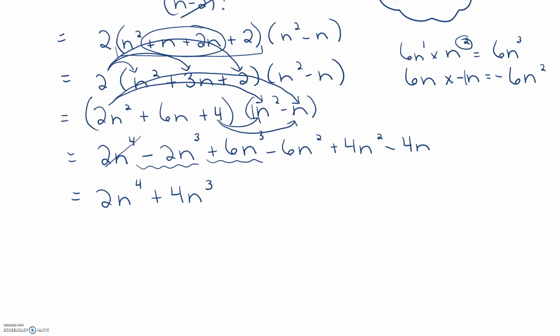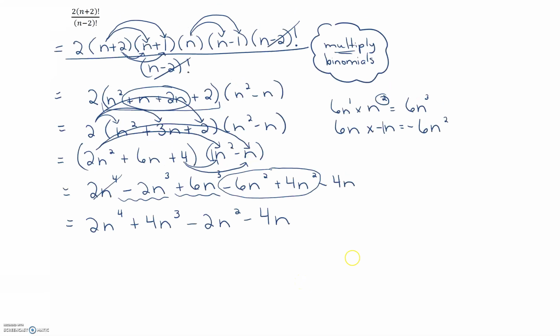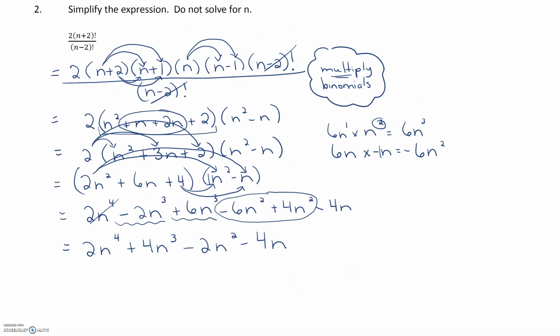Maybe it's just reviewing your multiplication, that's all. And then your squareds? Minus 2n squared. And then your n's? Minus 4n. And that's all you can do. I don't ask you to solve. Okay? So you don't have to solve for n at this point.